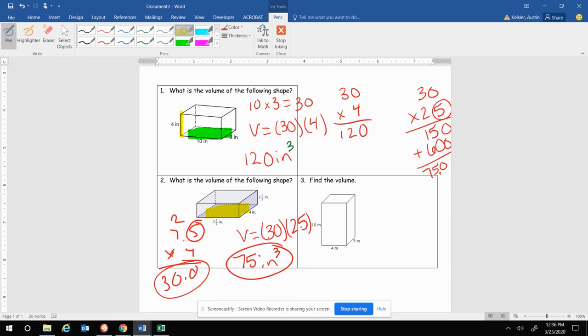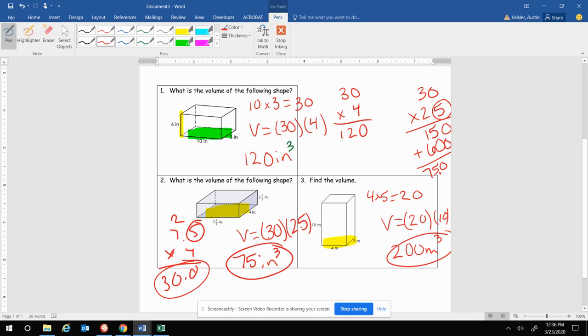Okay, so my last one, I'm going to find the area. My base would be down here with the 4 and the 5, just to keep it simple. And we know 4 times 5 is 20. So that's the area of the base, or the capital B. So I plug in my formula. I have a 20 as the area of the base, and my height is 10. And we all know 20 times 10 is 200 meters cubed.